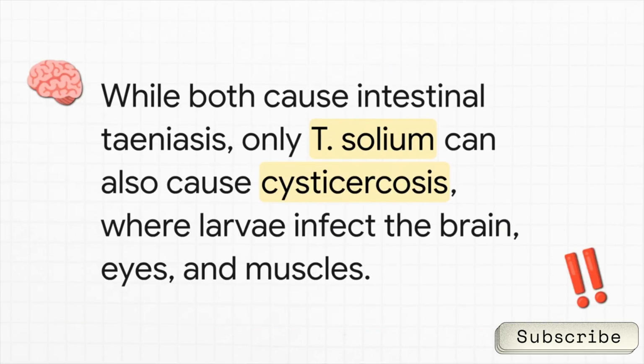Now, this right here is a critical distinction. You absolutely have to remember this. While both of these worms cause intestinal taeniosis, only Taenia solium can cause a second, much more dangerous condition called cysticercosis. That's where the larvae actually invade tissues like the brain and muscles. So yeah, it's a true double threat.